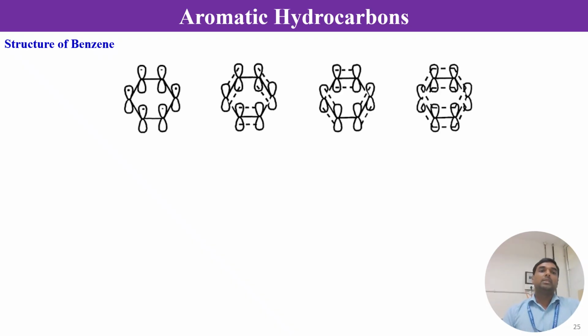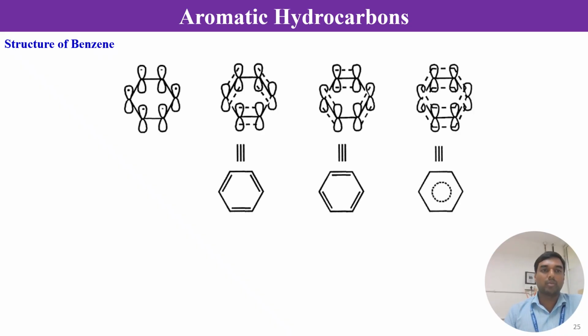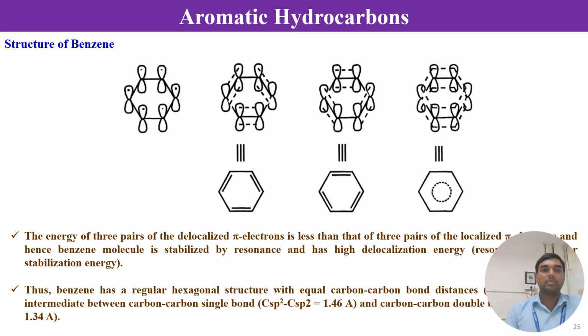So the structure of benzene: you can see that benzene is a flat, planar structure, and the pi electrons are perpendicular to the orbitals, and that's why benzene can be drawn like this. So it can be either this bond or this bond. All are equivalent structures, and all the carbon bond distances are 1.4 angstrom. It's not a single bond distance or a double bond distance.